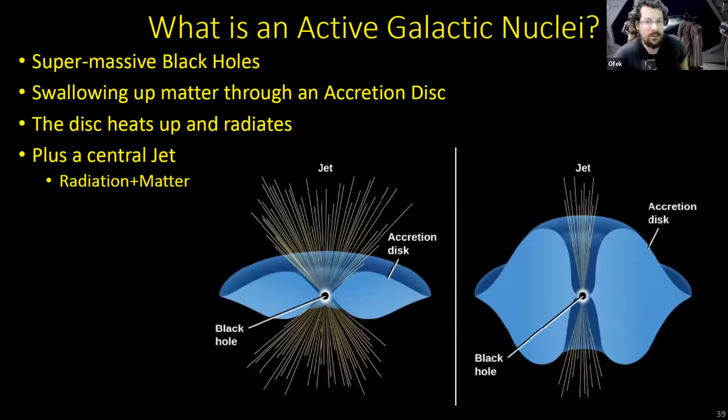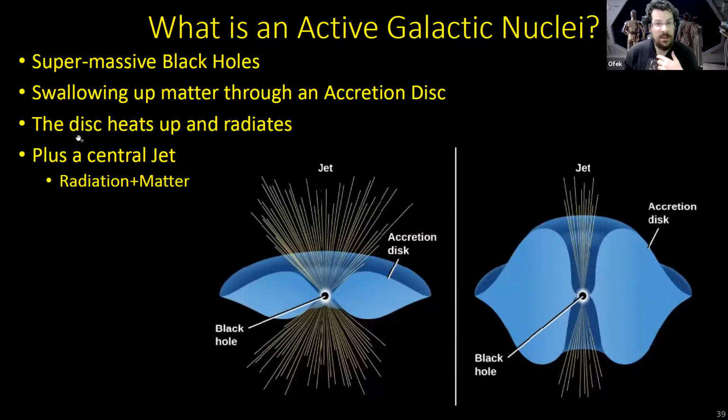And that's basically a way of converting the gravitational potential energy deep, close to the black hole, or around the ISCO of the black hole, moving it outwards in the disk, heating up the inner part of the disk out of the ISCO. The disk heats up a lot, and as it heats up, it radiates a lot of energy. So we have an accretion disk, and it radiates a lot.